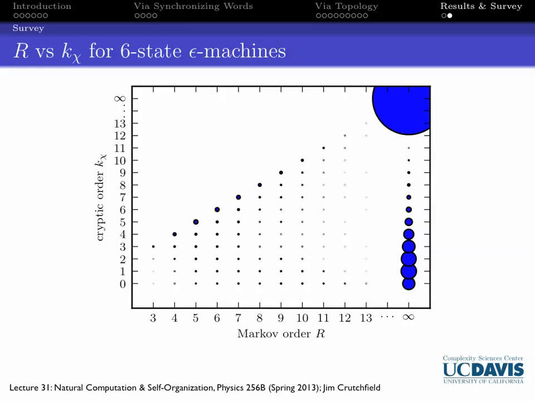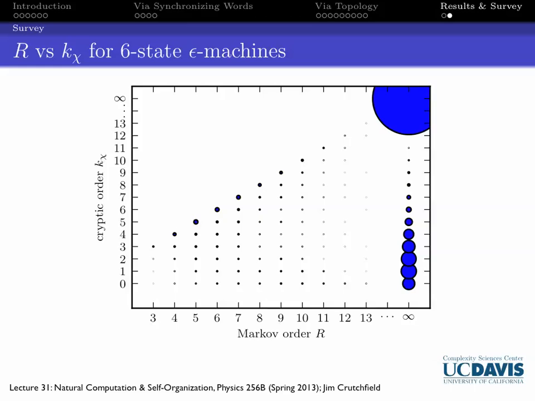At least by the time we get to 6-state machines. There are a number of other interesting properties. How many 6-state machines are there? 12 billion? Or 12 million? Is that right? Or 1.2 million? 1.2 million.